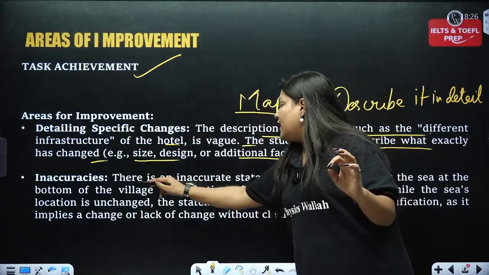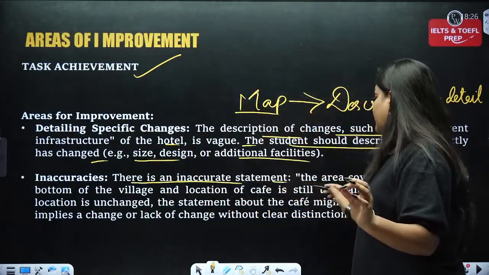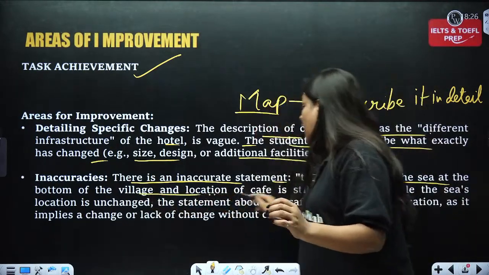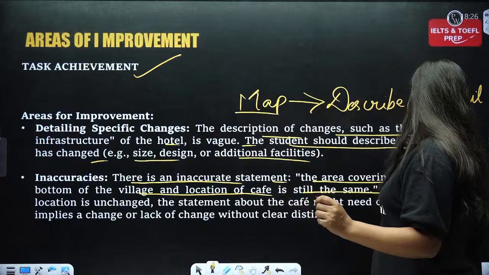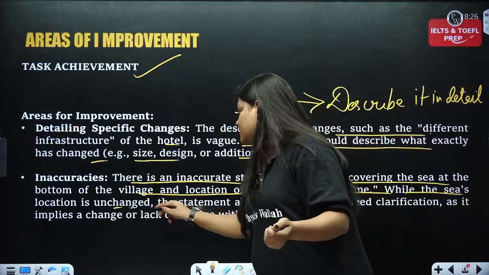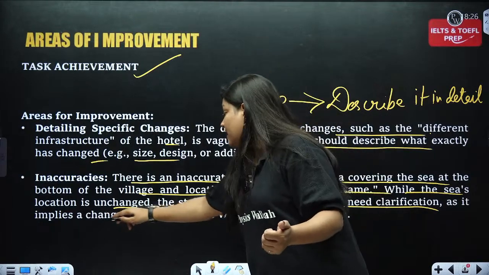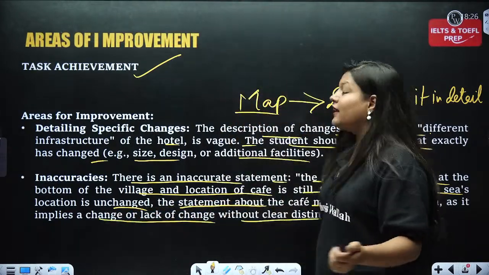Now, there is an inaccurate statement. The area covering the sea at the bottom of the village and the location of the cafe is still the same. While the sea's location is unchanged, the statement about the cafe might need clarification, as it implies a change or lack of change without clear distinction.